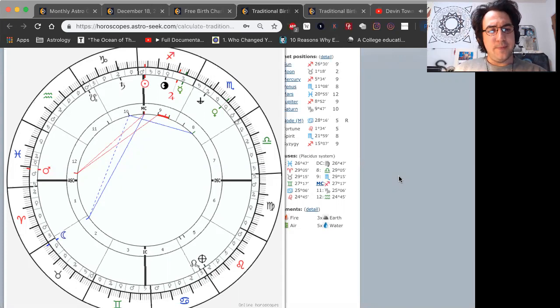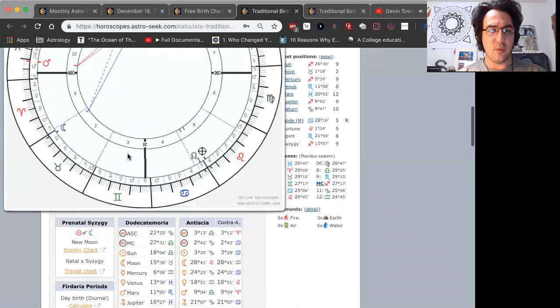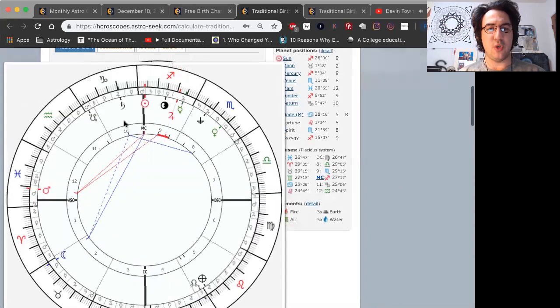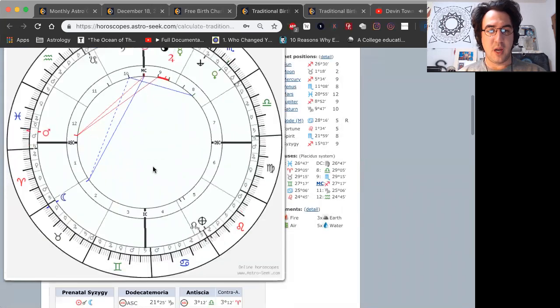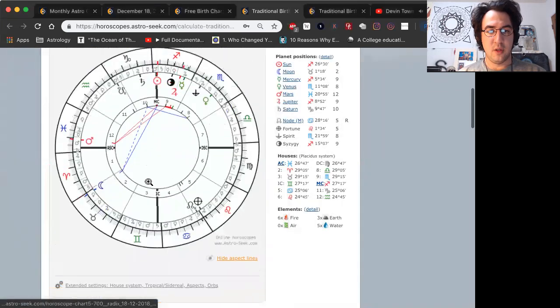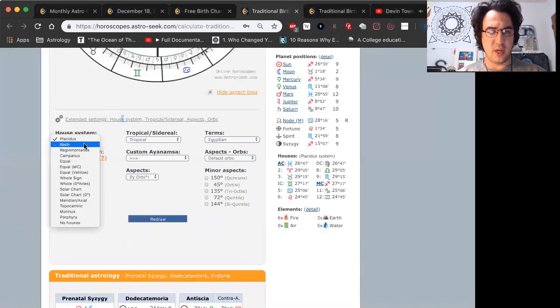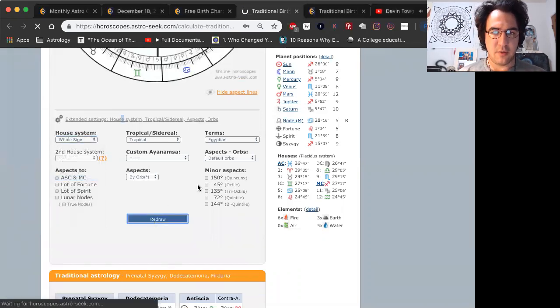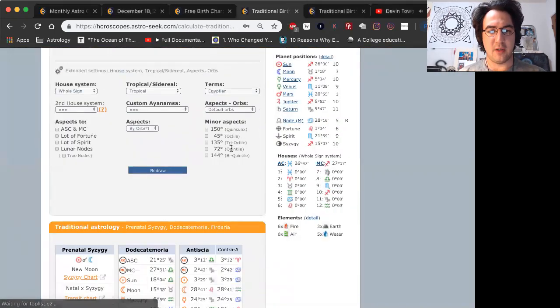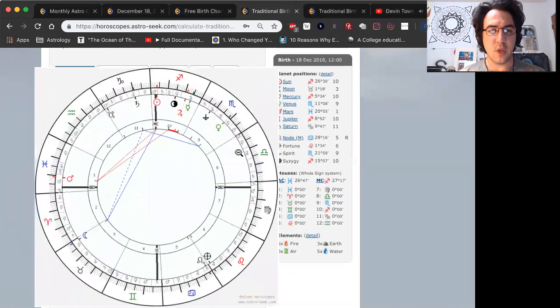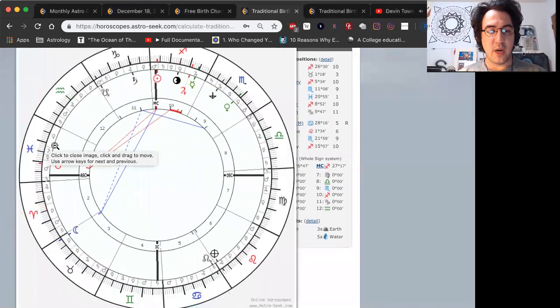Okay, cool. So I'm going to mainly utilize whole sign houses. Right now, I don't have it set up to show just whole sign houses. I have it set up to show a quadrant-based house system, but I am mainly going to use whole sign. So just for a moment, I am going to switch to whole sign. Just give me a moment here, because I don't want you guys to get confused about how I'm interpreting this stuff. And then at a certain point, I might switch back to quadrants. Okay, cool. So we have Pisces rising.